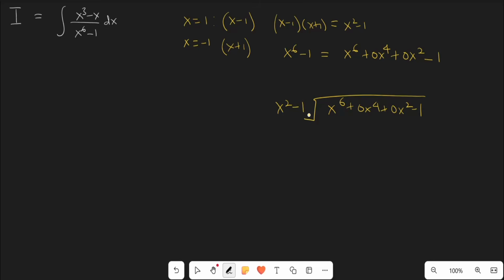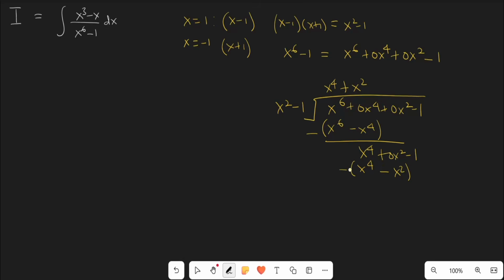So x raised to the power 6 divided by x squared is going to be x raised to the power 4. Then you multiply, you have x raised to the power 6 minus x raised to the power 4. Then you subtract. Once you subtract, the x raised to the power 6 term will go away. Then you have 0x raised to the power 4 minus negative x raised to the power 4. That gives you x raised to the power 4. Then you bring these guys down here. And then you divide again, x raised to the power 4 divided by x squared. That gives you x squared. Then you multiply, that gives you x raised to the power 4 minus x squared.